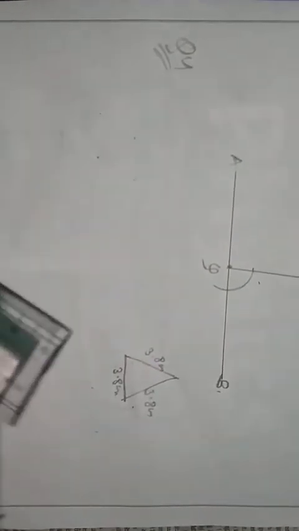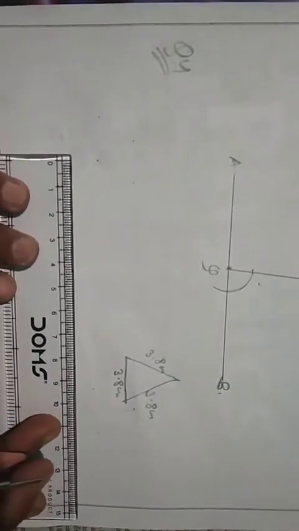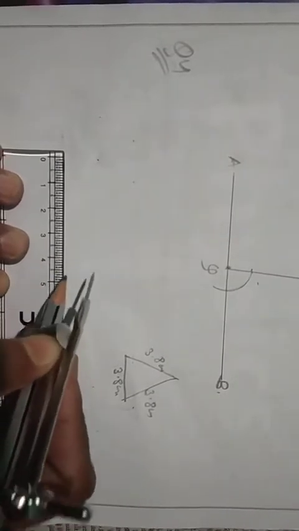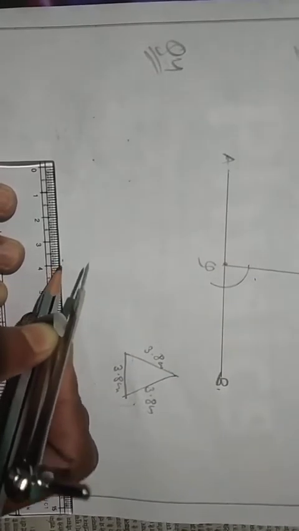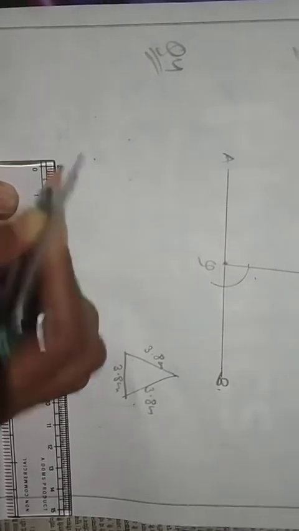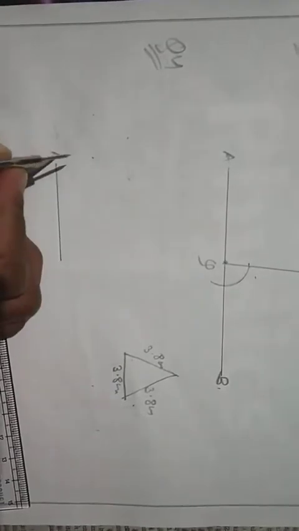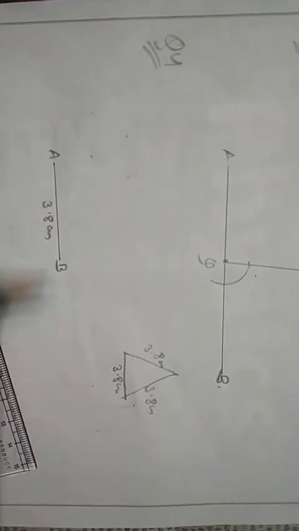Okay. For this you have to take 3.8 centimeter distance first. Draw the base. 3.8 will be 3.5, 6, 7, 8. 3.8 is here. Okay. This is, suppose, 3.8. Write its name. Suppose AB.